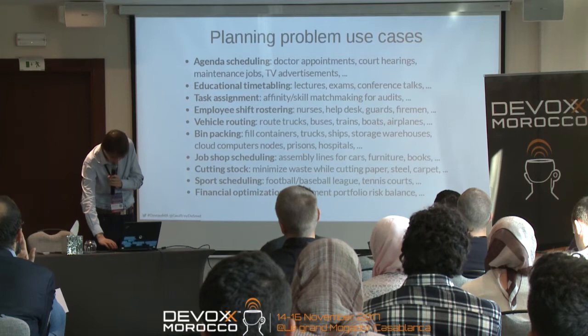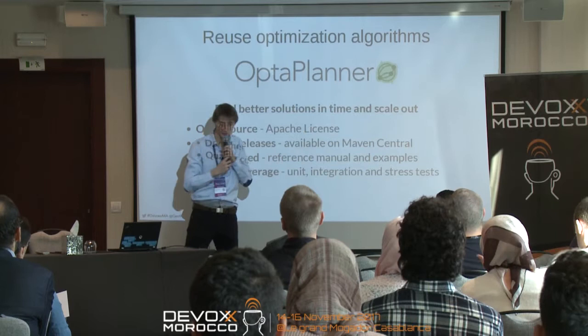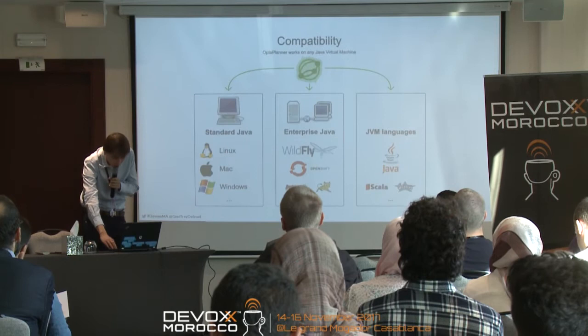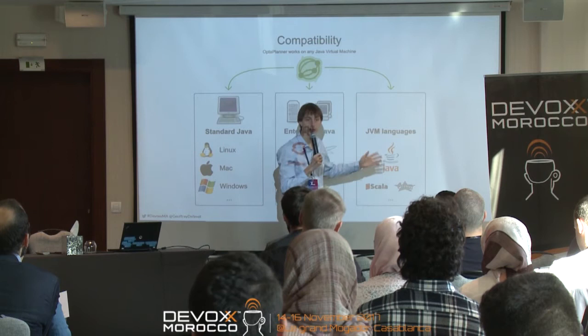Okay. So OptaPlanner is open source, by the way. It's Apache license, so you can just use it from Maven Central. You find the documentation and the examples, of course, right? Everything you would expect from a serious open source project. Yes, and it's Java, it works everywhere. We have people using this from Scala, Groovy, Kotlin these days, of course. So it's not just Java. Any JVM language is fine.